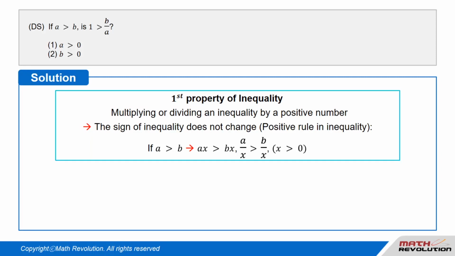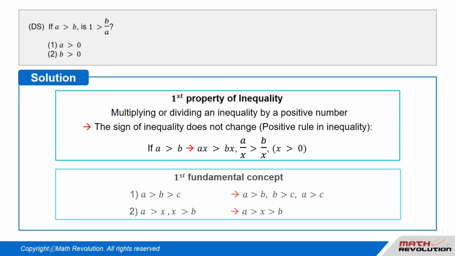The first property of inequality. Multiplying or dividing an inequality by a positive number does not change the direction of the inequality sign, which is the positive rule in inequality. If A is greater than B, then A times X is greater than B times X, and A over X is greater than B over X, where X is greater than 0.